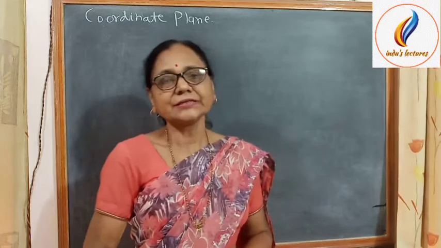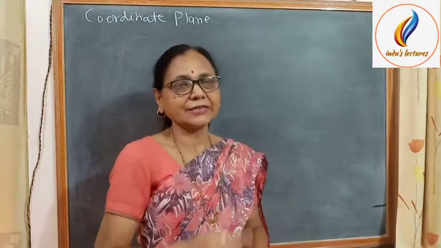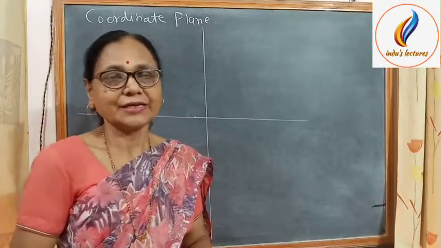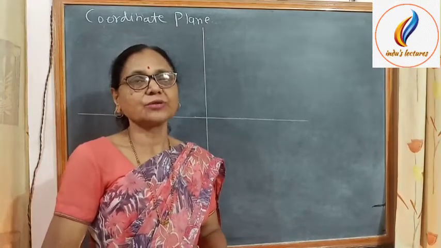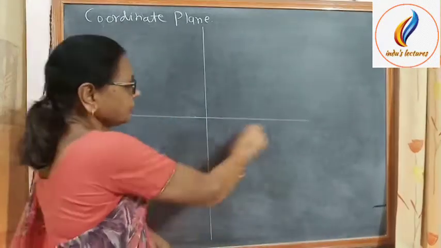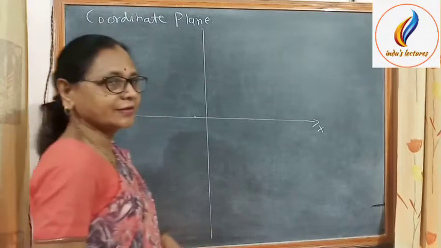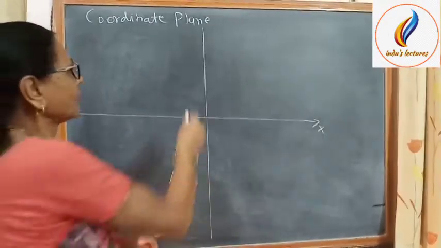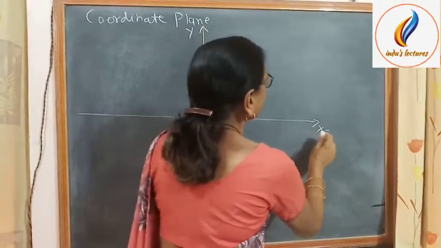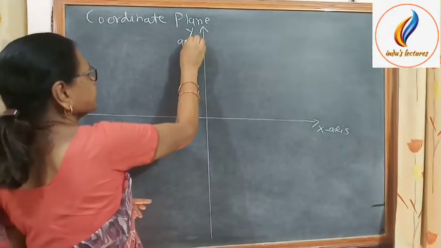The coordinate plane is the intersection of two number lines, a vertical number line and a horizontal number line. The coordinate plane is a two-dimensional plane which is formed by the intersection of two number lines. Out of these two number lines, the horizontal number line is called the x-axis and the vertical number line is called the y-axis.